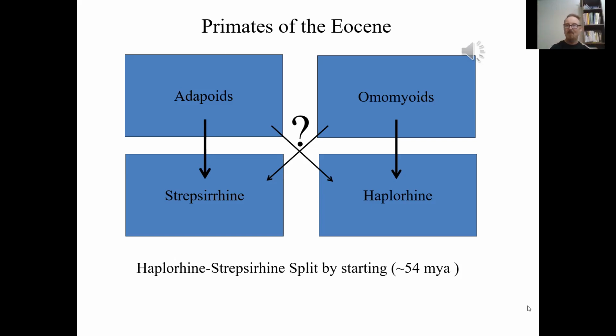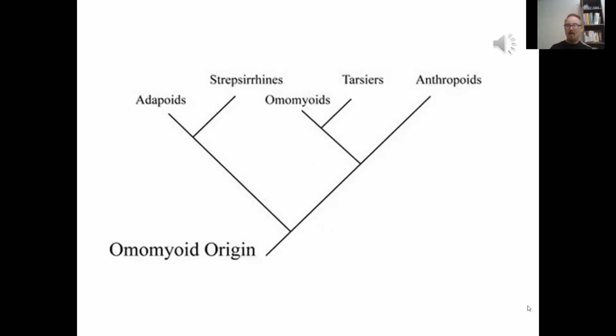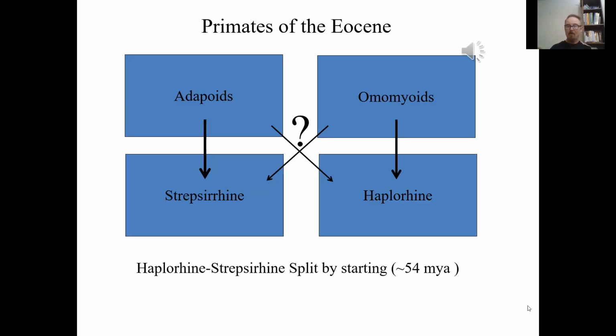Now, when did this separation, the solidified groups, Strepsirrhini and haplorhine, begin to happen? Well, shortly after Adapoids and Omomyoids began to form. They began to form together as a group of true primates around 55 million years ago. And just by 54 million years, another million years goes by, Strepsirrhines and haplorhines begin to solidly form. Now, Adapoids and Omomyoids are still around. They split off to form these Strepsirrhine and haplorhine groups.